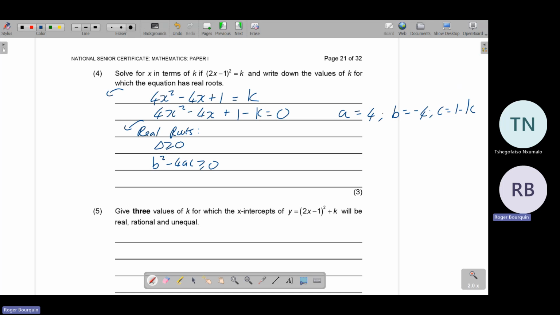What's B? B is negative 4. Minus 4AC: A is 4, C is 1 minus k. I got 16k must be greater than... so what, divide by 16, so what must k be? Greater than or equal to 0. Is that right?